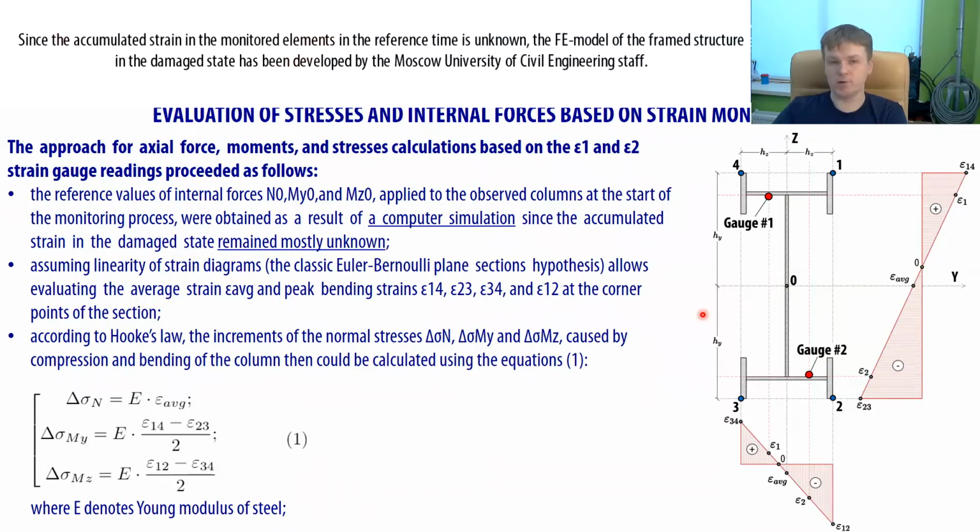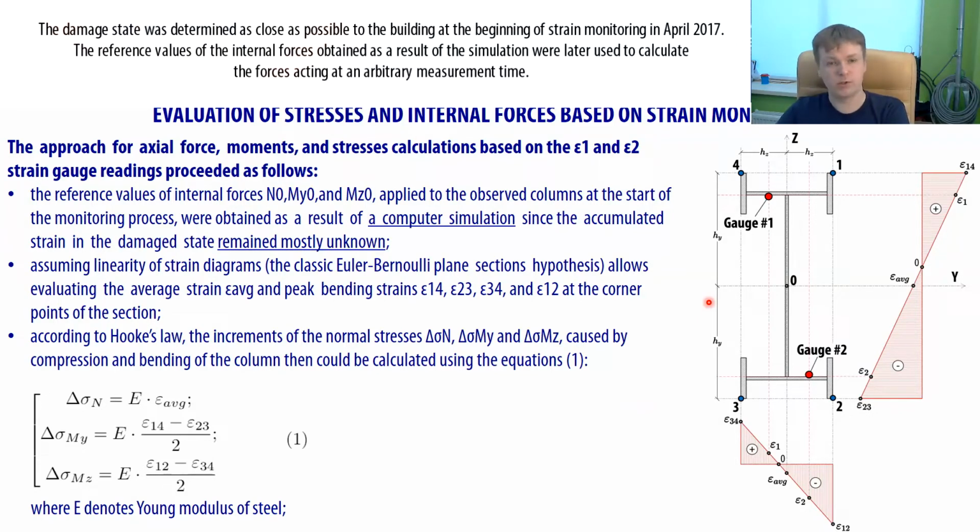Since the accumulated strain in the monitoring elements in the reference time is unknown, the finite element model of the frame structure in the damaged state has been developed by Moscow University of Civil Engineering staff. The damaged state was determined as close as possible to the building at the beginning of the strain monitoring in April 2017. The reference values of the internal forces obtained as a result of the simulation were later used to calculate the forces acting at an arbitrary measurement time.